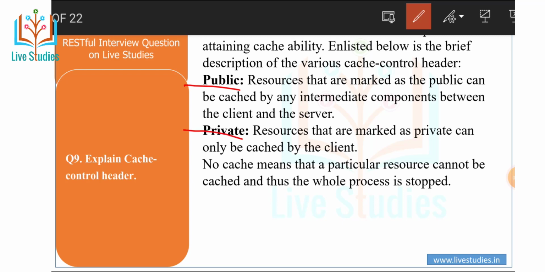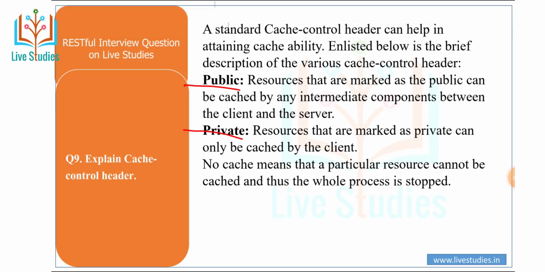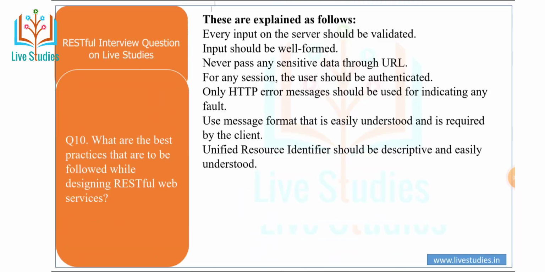Resources that are marked as public can be cached by any intermediate component between the client and the server. But in private, resources that are marked as private can only be cached by the client. No cache means that our particular resource cannot be cached, and thus the whole process is stopped. Okay, only two, public and private.